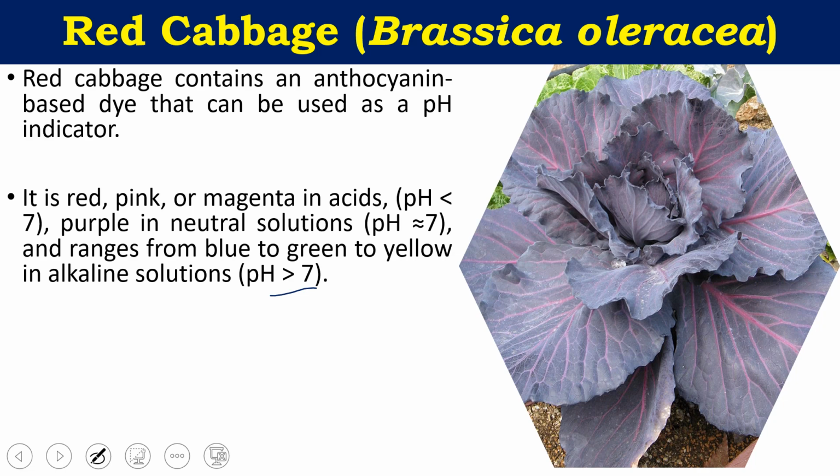The same anthocyanin we get from the red cabbage will let you measure from pH 1 to pH 14, meaning all the pH ranges you can measure with this.